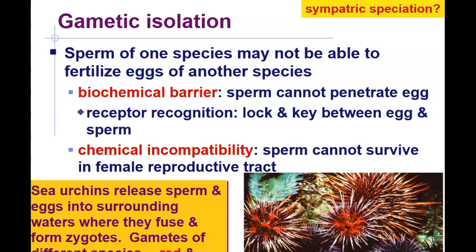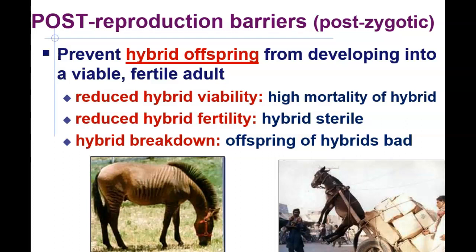Another type of prezygotic barrier would be gametic isolation. Maybe the sperm and the egg were able to join together. However, they didn't join together correctly. The sperm did not penetrate the egg. The sperm could not survive in the female reproductive tract. So it's again prezygotic. All of the reproductive isolation mechanisms we talked about earlier prevented the sperm and the egg from joining together, meaning a zygote never formed.